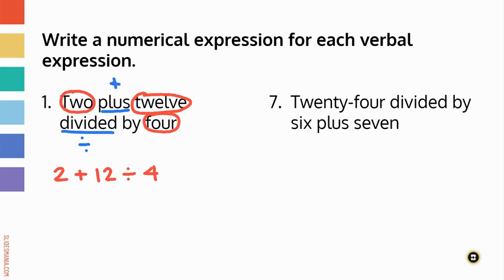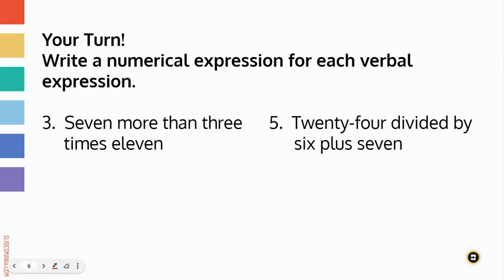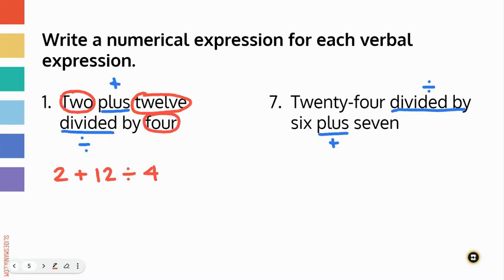Next, we're going to look at number 7. So we have 24 divided by 6 plus 7. So again, I'm going to start with my operation words. So we've got divided by, so that would be division. And we've got plus, which means addition. And then looking at our numbers, we've got 24, 6, and 7.